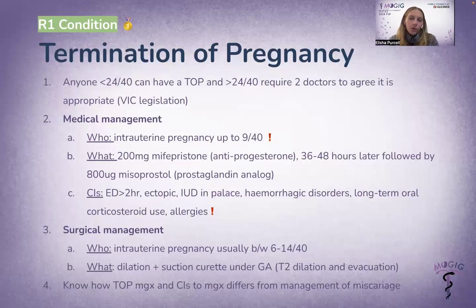So when we say agree it's appropriate, it takes into account their social circumstances, medical circumstances, psychological circumstances, very much a holistic picture. The next thing that's important is to actually know your medical and surgical management when you're managing a termination of pregnancy. So very simply, who's relevant for medical management? In uterine pregnancy up to 9 weeks gestation. It's a key date to remember.